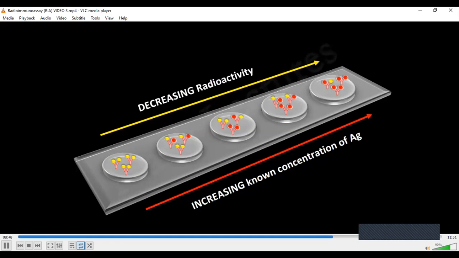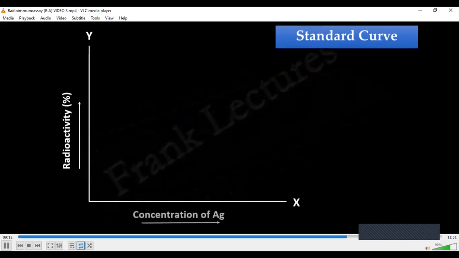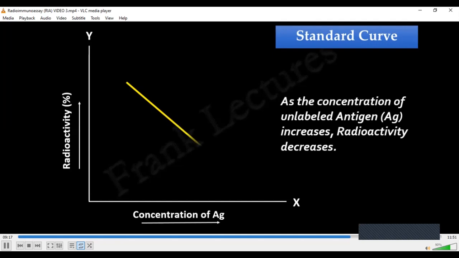At the end of this procedure, we have a value of radioactivity for each well. Also we know the concentration of the unlabeled antigen added in each well. Let's now plot a standard curve. In this graph, the y-axis represents the radioactivity measured for each well, and the x-axis represents the concentration of the unlabeled antigen. As the concentration of unlabeled antigen increases, the value of radioactivity decreases. So, this is our standard curve. Note that we are showing only the linear portion of the curve.